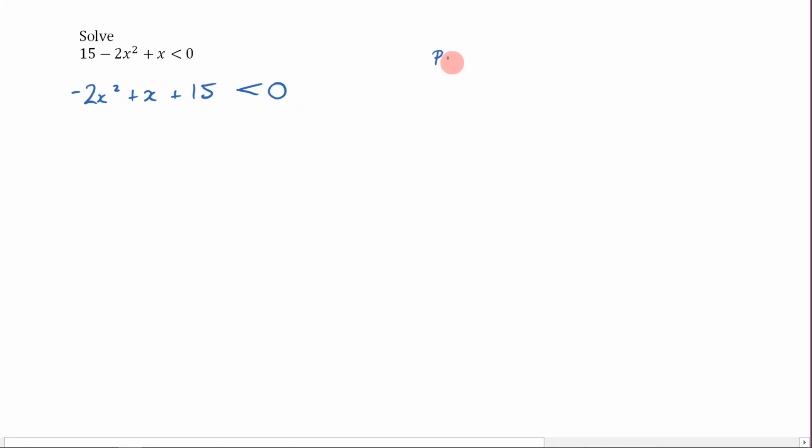I go, all right, the product has to be negative 2 times 15, which is negative 30. The sum has to be the coefficient of my x term. So in this case, it's 1. What factors multiply to negative 30 and add to 1? We think about it for a second, it's going to be 6 and negative 5. So 6 times negative 5 is negative 30. 6 plus negative 5 is 1.